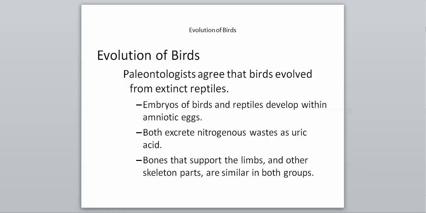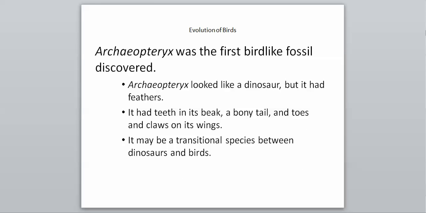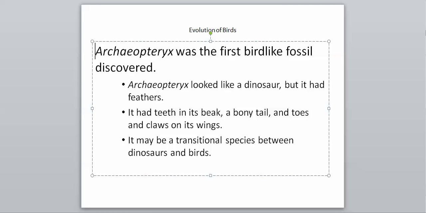One really big piece of evidence that we have is what is called Archaeopteryx. This was in your crossword puzzle, and it's a very important word, as Archaeopteryx was the first bird-like fossil ever discovered. Archaeopteryx looked like a dinosaur, but it had feathers. This is a big key to show us that birds did in fact come from extinct reptiles, because those dinosaurs are reptiles.